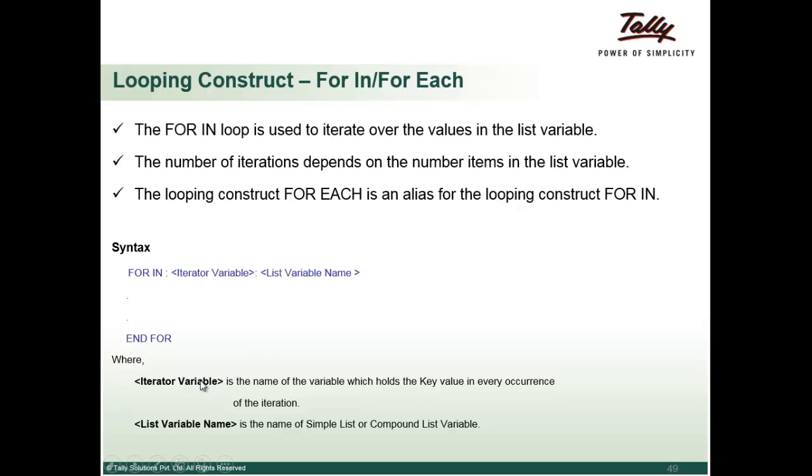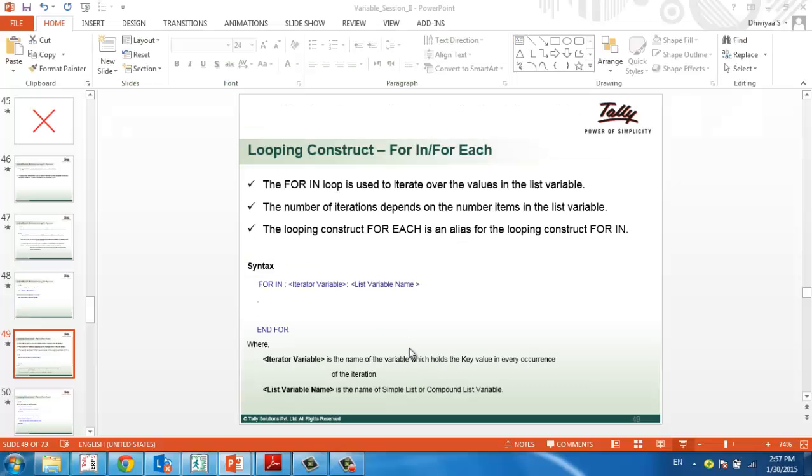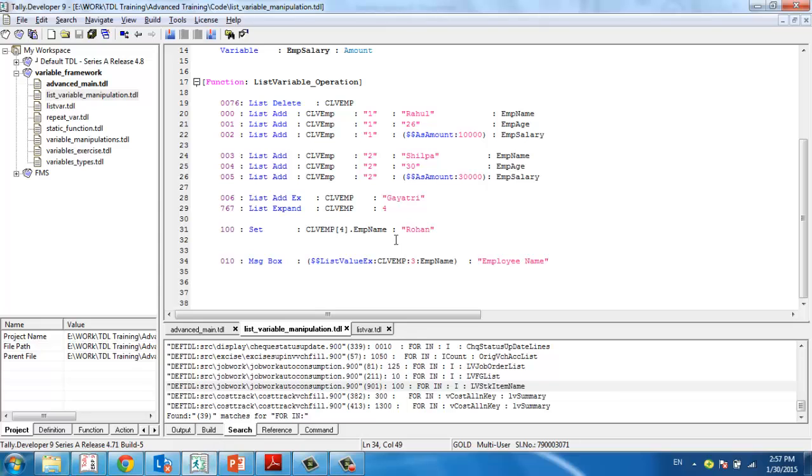So what is this iterator variable? It is the name of the variable which holds the key value in every occurrence of the iteration. So whatever key you have given for the list variable when you are adding, that key will be present in this variable. Then you give the list variable name, which is a compound list or a simple list. So we will just try doing it. We'll follow the same syntax.